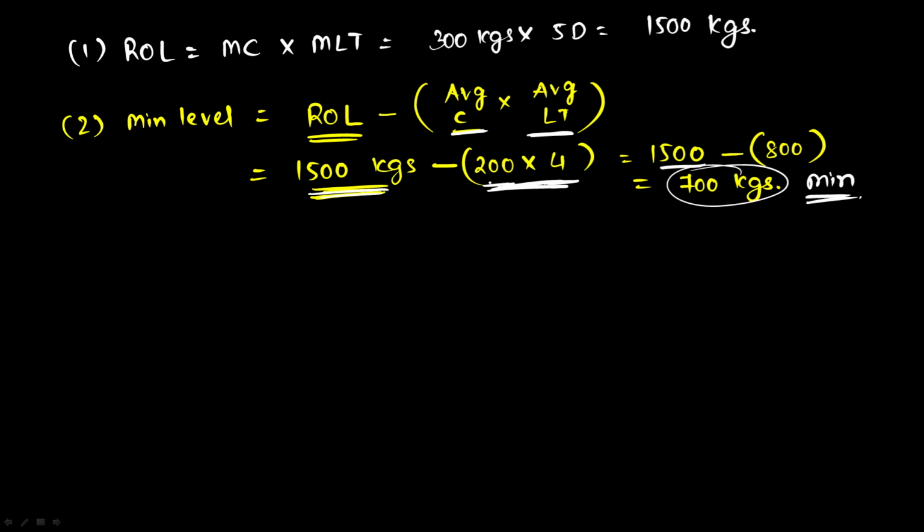Sir, no, we should use maximum here. What is maximum consumption? 300. And what is the maximum lead days? 5. Then your answer will always be 0. Is it alright? Then your answer will always be 0. So instead of maximum, we are taking what? Average lead time. Is it alright? So this is the minimum level. We are going to the maximum level, and maximum will be absolutely logical.